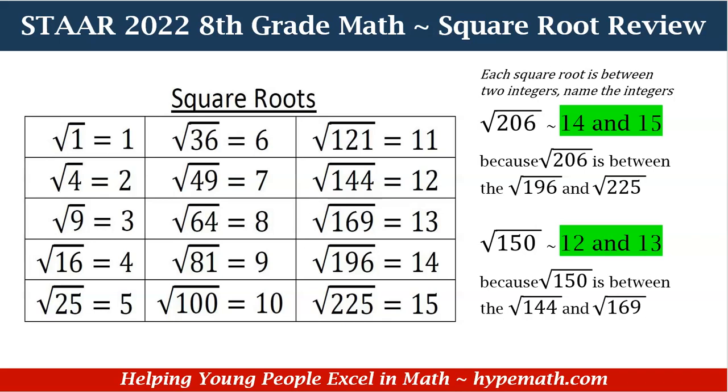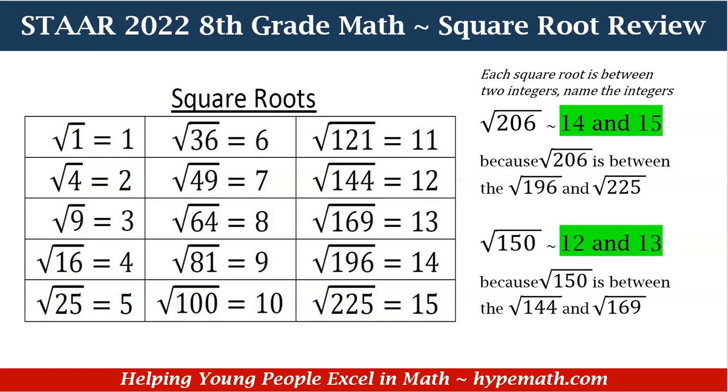And just one more example, and then we're going to do some ourselves. The square root of 150, well, that would be 12 and 13, because the square root of 150 is in between the square root of 144 and 169. The square root of 144 is 12, and the square root of 169 is 13.